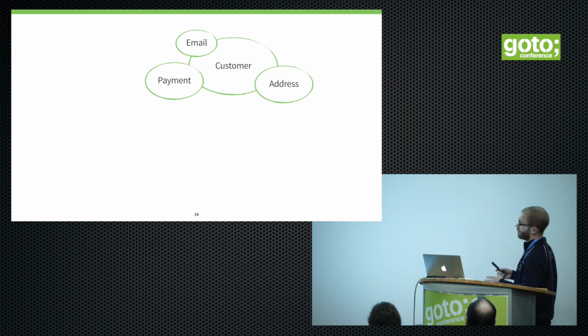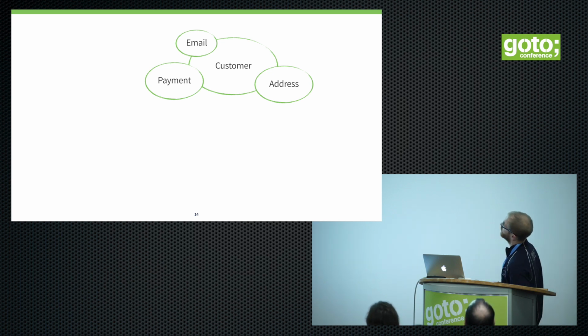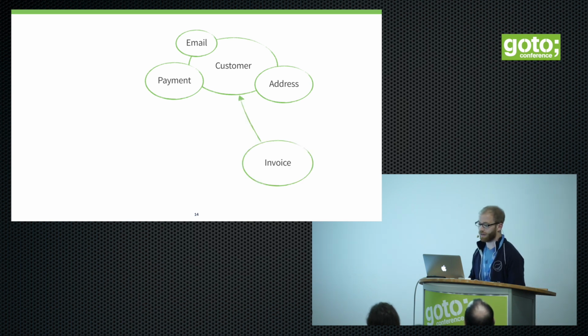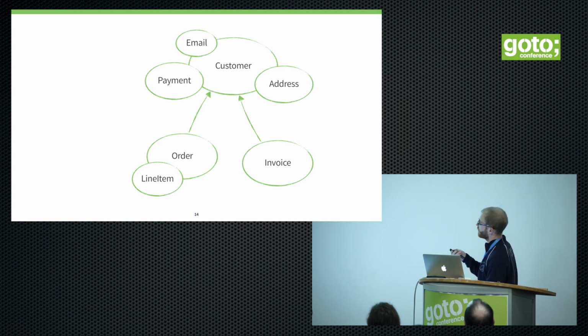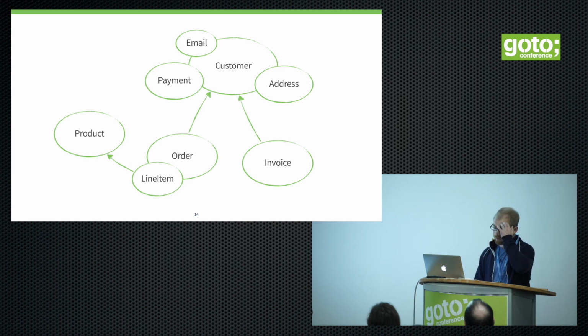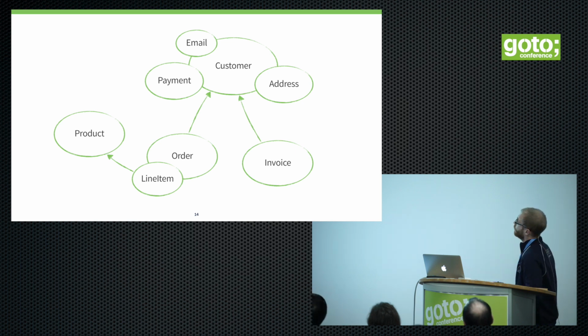Let me give you an example here. Let's say we have a customer that has an address, some payment information and an email, right? And there's an invoice pointing to the customer. There's an order that consists of line items, and the line items point to a product, right? Translated into JPA, this would basically mean that address might probably be an entity. The email, as I said, rather a value object. Customer is probably an entity. Order is an entity. Line item is an entity.